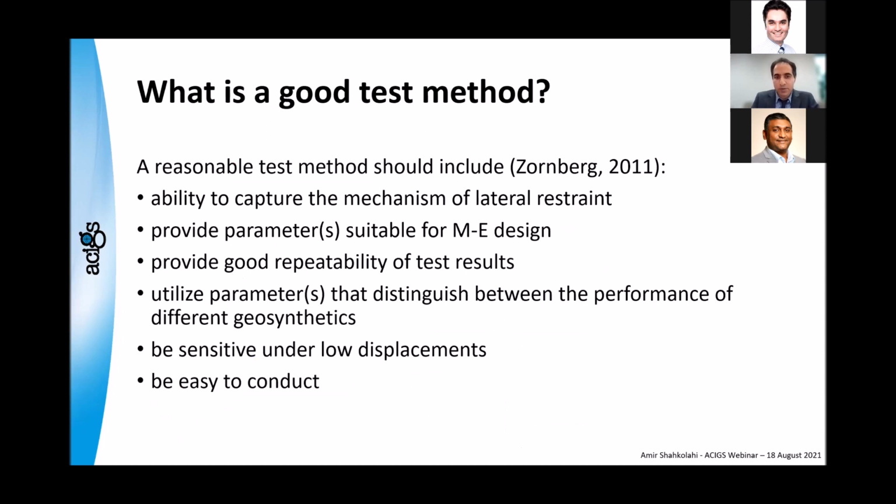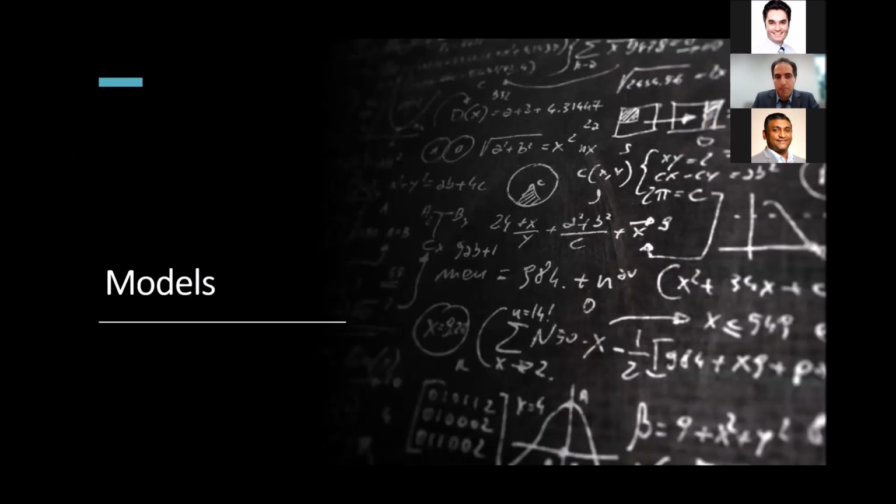A reasonable test method is the one that has the ability to capture the mechanism of the lateral strain, provide parameters that are suitable for ME design, provide good repeatability of test results, utilize parameters that distinguish between the performance of different geosynthetics, be sensitive at low displacement, be easy to conduct, and can show all the benefits that we like.